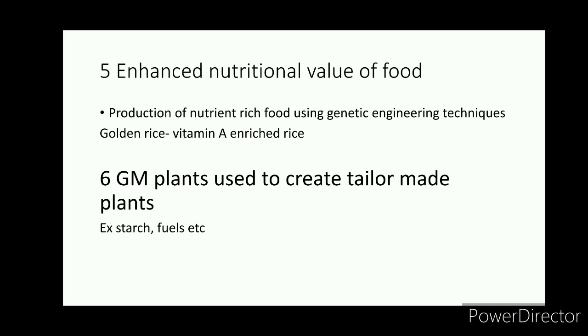What are the advantages? One, making crops more tolerant to abiotic stresses, reduced reliance on chemical pesticides, help to reduce post-harvest losses, increased efficiency of mineral usage by plants, enhanced nutritional value of food. GM plants are used to create tailor-made plants, which means you can design the plant to produce whatever product is required for you.